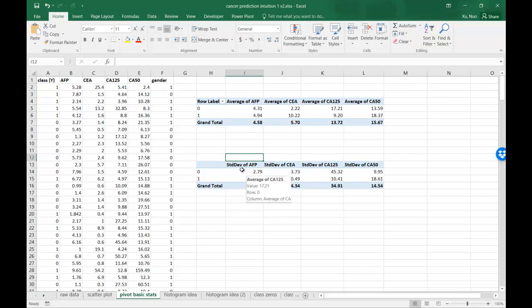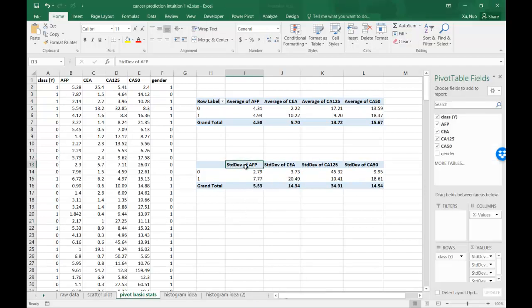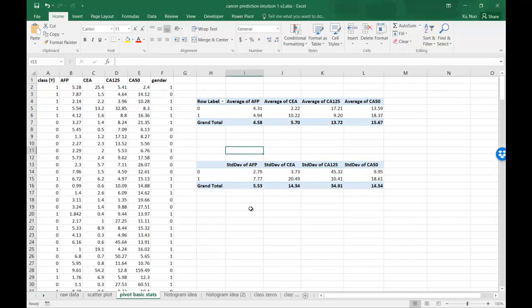And for the standard deviation, similarly, the AFP, CEA, and CA50, those three have a higher standard deviation or higher dispersion within the cancerous group, whereas the CA125 has a higher standard deviation for the benign group. Now, can we simply use these differences in average between the two groups to measure the difference in each biomarker in our intuition? Or does the difference in standard deviation provide a more meaningful way of measuring the difference? We'll table these questions for now.